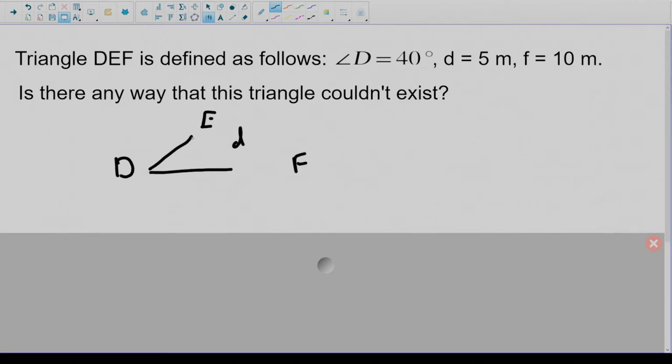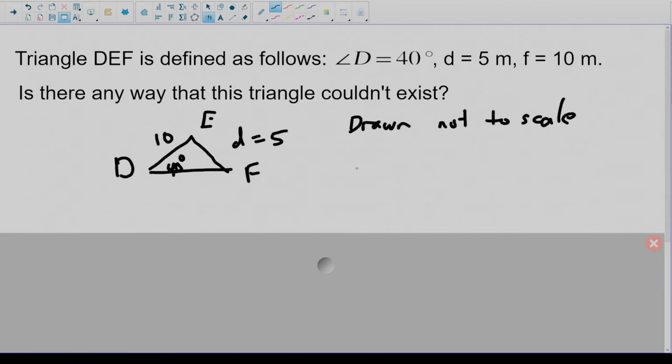So, oh, okay, I got to make it a little shorter. So I'm going to stop there. I'm going to move my f in, actually, just so that it matches. And we're going to say that d is equal to 5. Little f is equal to 10. Here's my 40-degree angle. And we're all good to go. Okay? So this would be drawn not to scale. And it looks like it works.